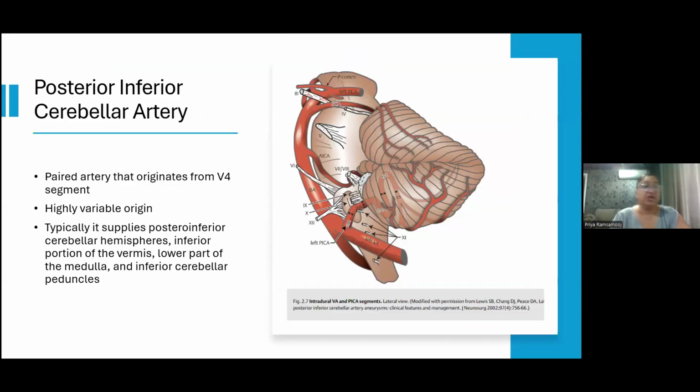So I did mention that we are going to touch a little bit on the posterior inferior cerebellar artery by itself. It is a paired artery that originates from the vertebral artery V4 segment. Its origin is highly variable. I mean, 20% can arise extracranially, inferior to the foramen magnum. Up to 10% can arise from the basilar instead of from the vertebral artery. So if you can see your basilar, your vertebral, and this is your left PICA that comes off here. And in essence, what it does is that it supplies the posterior inferior cerebellar hemispheres, the inferior portion of the vermis and the lower part of the medulla as well, and the inferior cerebellar peduncles, okay?